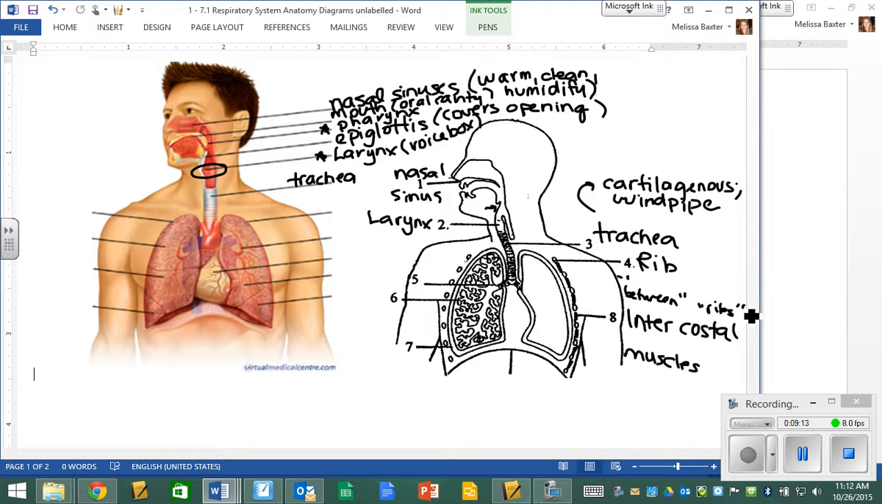Now, if we come over to the other side, number 5 is pointing to, and sometimes it's a little hard to see, there's like a branch. What happened to my pen? There's a branch that comes off of each side of your trachea. Those are your bronchi. There are 2 of them. Bronchi is the plural, bronchus would be the singular.